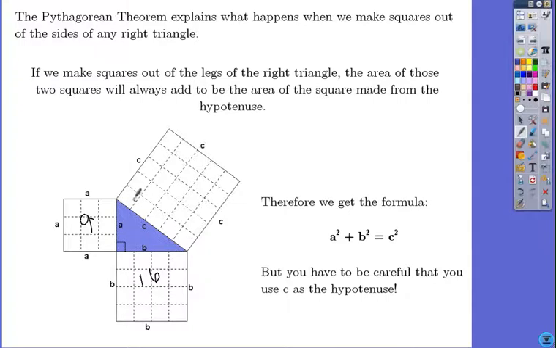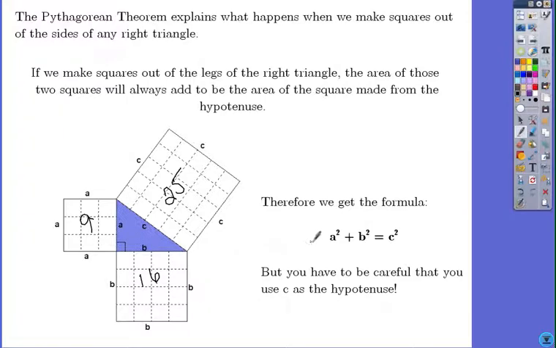Then if I make a square out of the hypotenuse side, so now I have C times C, it's going to be 5 times 5, which is 25. If I add the area of this square and the area of this square, I'm always going to get the area of the hypotenuse's square. 9 plus 16 is going to give me 25.